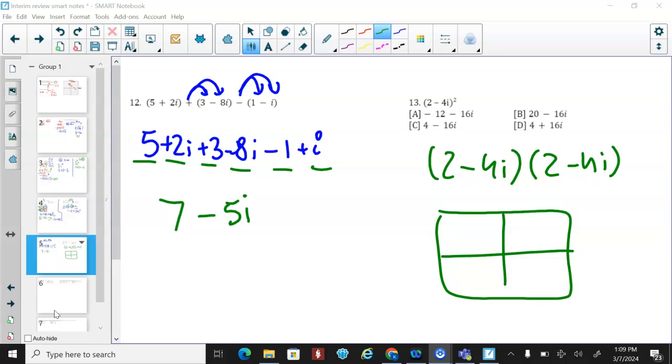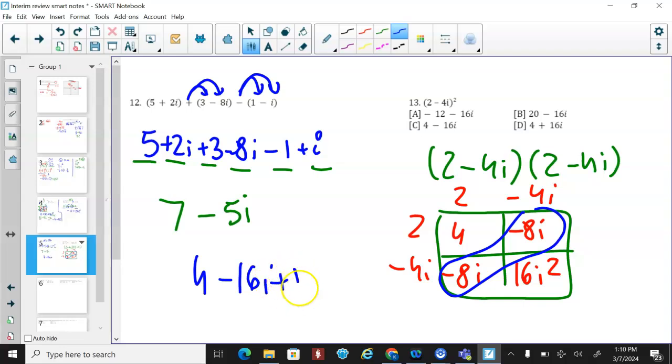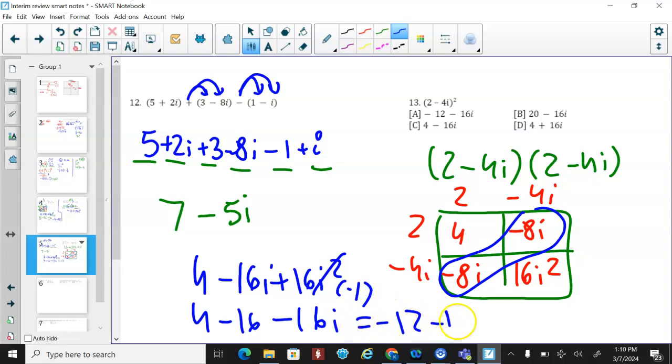All right, so we're going to use this equation. So 2, negative 4i twice. So this is going to be 4, this is going to be negative 8i, this is going to be negative 8i, and this is going to be positive 16i squared. So again, we're going to combine these. They don't eliminate each other. You add them. So this is going to be 4 minus 16i plus 16i squared. Of course, we replace that with negative 1. So that's 4 now minus 16 minus 16i. And that's going to give me negative 12 minus 16i, which is answer A.